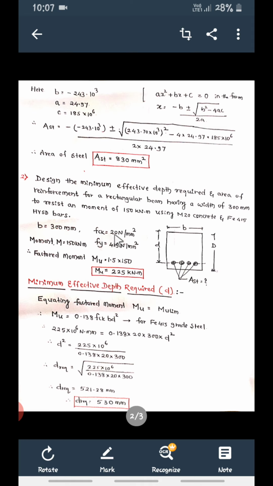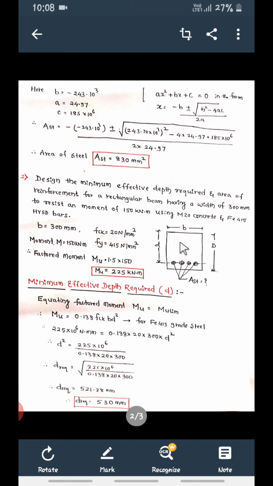M20 grade concrete means fck is 20, and fy is 415 Newton per mm square. Here it is M, so convert this moment into factored moment or ultimate moment. Mu you have to calculate. If you know M, to calculate Mu, just multiply by 1.5. So Mu, that is factored moment or ultimate moment, is equal to 1.5 into M. So we will get Mu equal to 225 kilonewton meter.